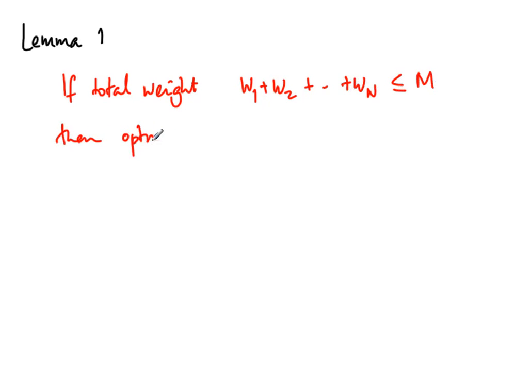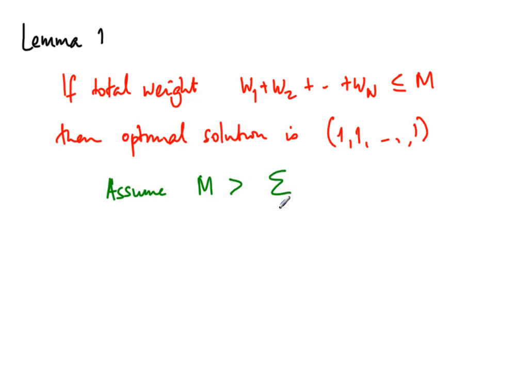So the optimal solution is in fact one which sets all the xi's to 1. That is, I pick everything and take it, because that's the best way to maximize the value and I have no capacity problem. So we will assume that this is not the case, that m is smaller than the summation of all the wi's. If m is bigger than or equal to the summation of wi's, we have no problem to solve and we don't need to worry about it now.